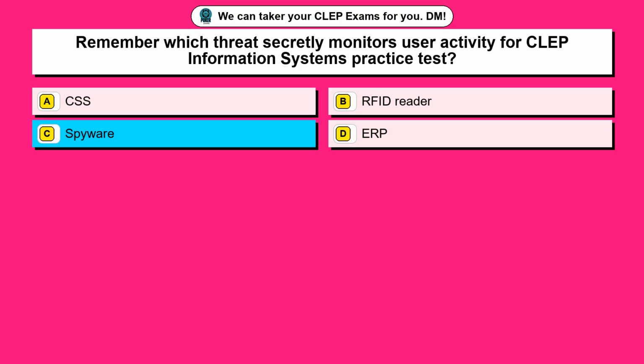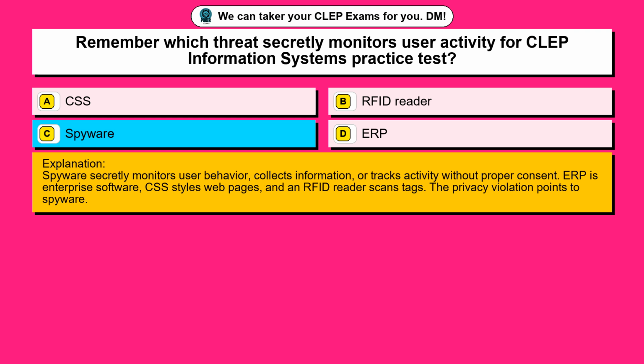Spyware. Spyware secretly monitors user behavior, collects information, or tracks activity without proper consent. ERP is enterprise software, CSS styles web pages, and an RFID reader scans tags. The privacy violation points to spyware.